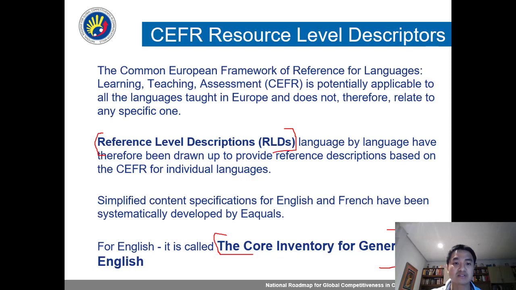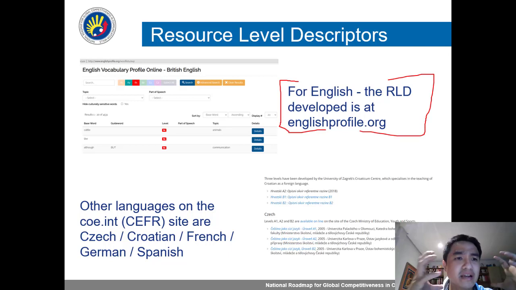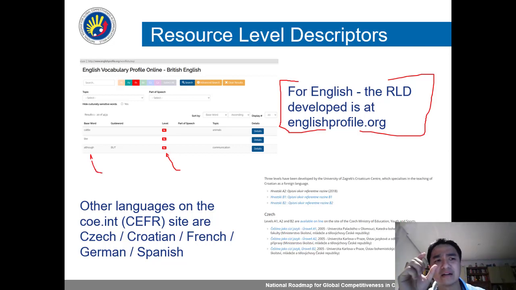Okay, so what do these specifics mean? The official reference level descriptor for us is at a website called englishprofile.org, and it tells us what the different words are. For example, the word "although" is at level B1. You can't read it, it's pretty small, but when you go through it, it's pretty much a word list. It tells you what the word is and what the CEFR level is. So that is the reference level descriptor.